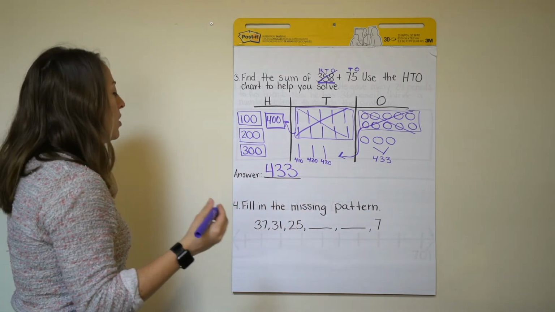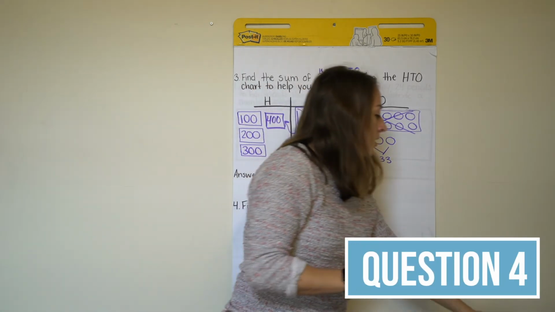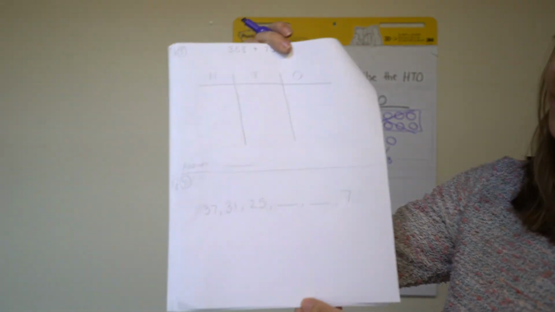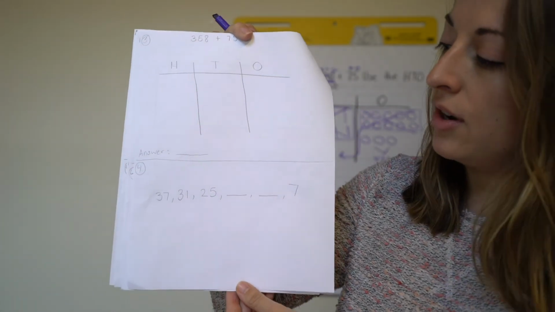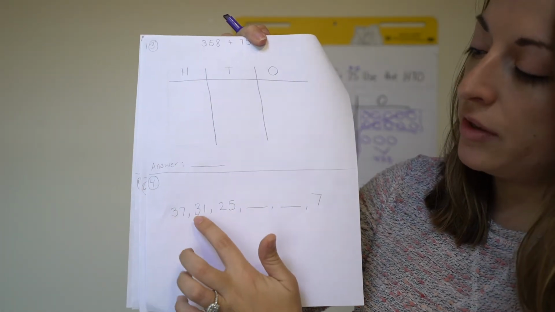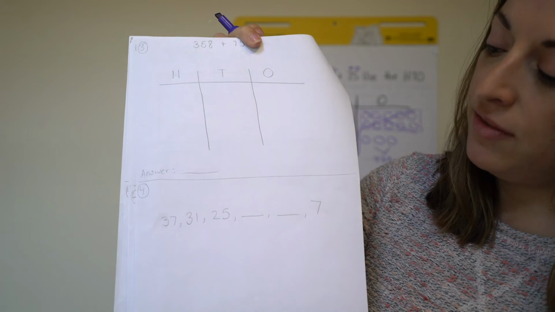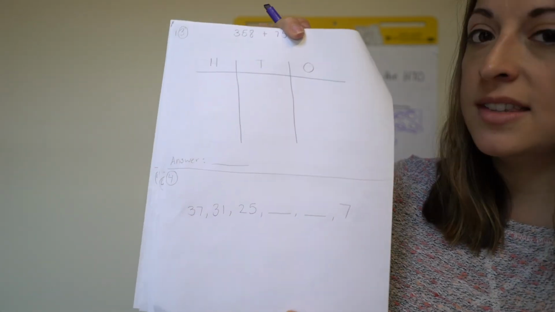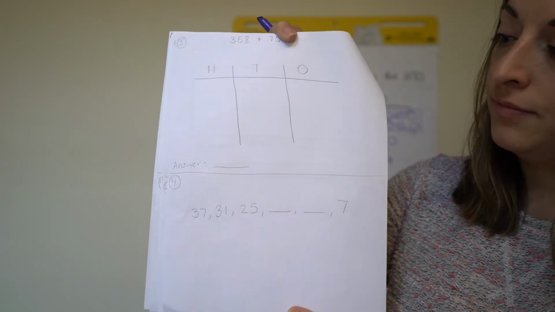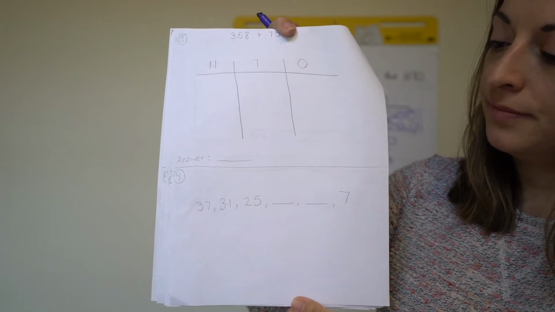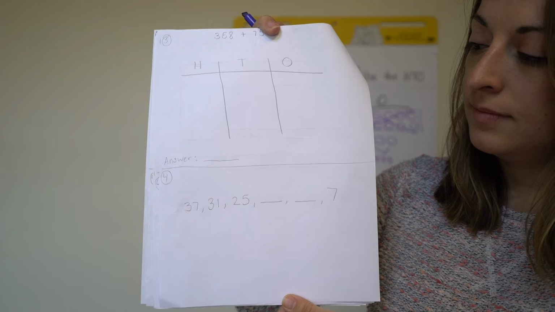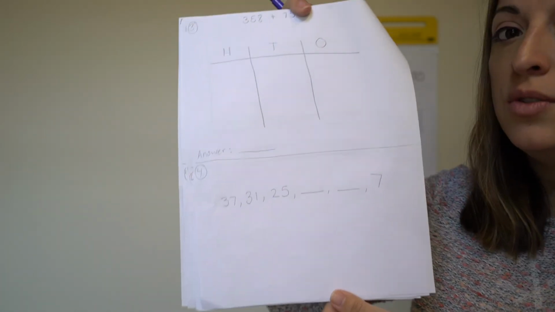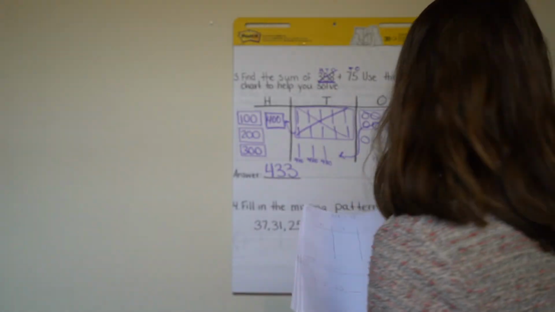All right, we only have one more question left. I only want you to fill out this part, so the numbers. You're going to write 37, put a comma, 31, comma, 25, comma, and then 2 blank spots, and then you're going to write 7 at the end. If you need more time, you can look at my chart.